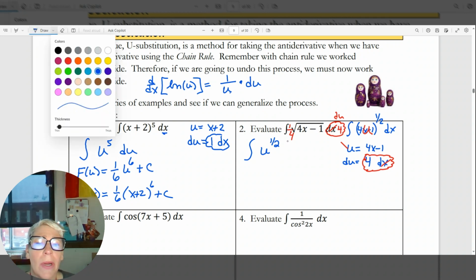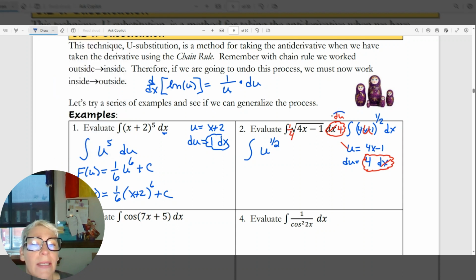So what does that mean for what I'm evaluating? That means 4 dx is my du. Put it over here. 4x minus 1 to the 1/2 is u. So I really have left over this 1/4, u to the 1/2, and this 4 dx is du. So I've used the du and the u in their entirety, but I had to compensate for the 4 that's multiplied in there with a 1/4.